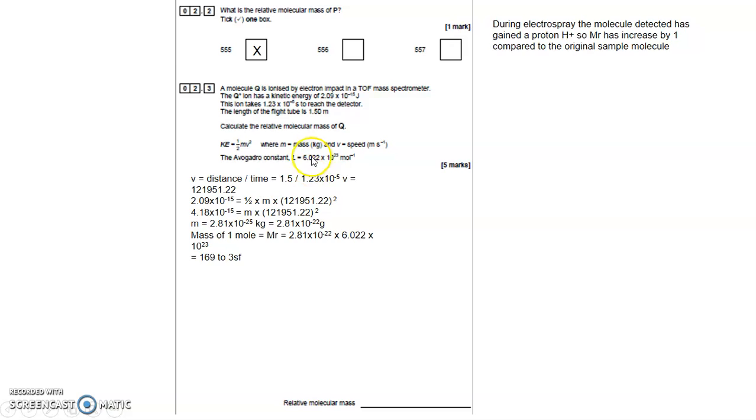169, I've put it to 3 significant figures, because the rest of the numbers, 1.23, 1.50, 2.09, are to 3 significant figures.